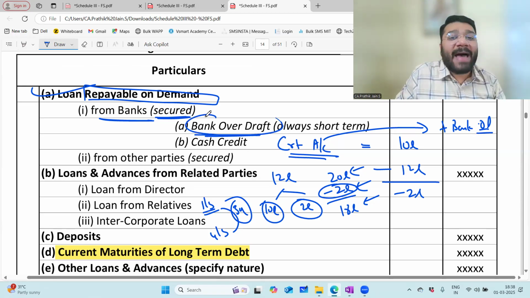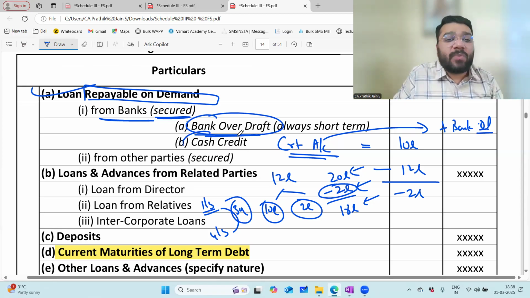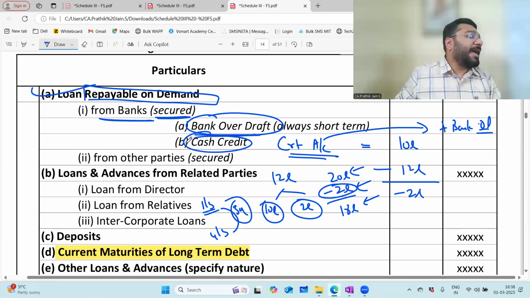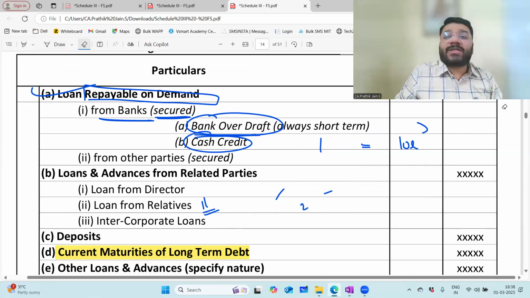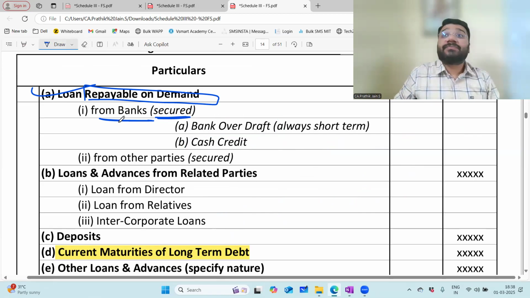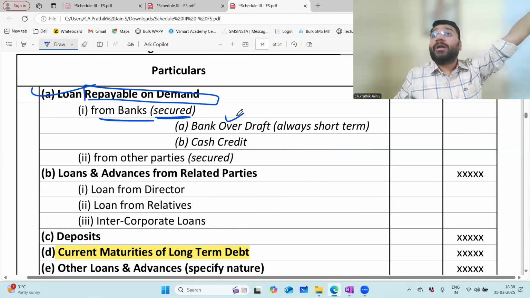Now this is called bank overdraft. Another name for bank overdraft is cash credit. Cash credit has one additional purpose: you can withdraw the money. In cash credit, you can withdraw the money also. In bank overdraft, you can transfer the money. Extra money, you can transfer it.